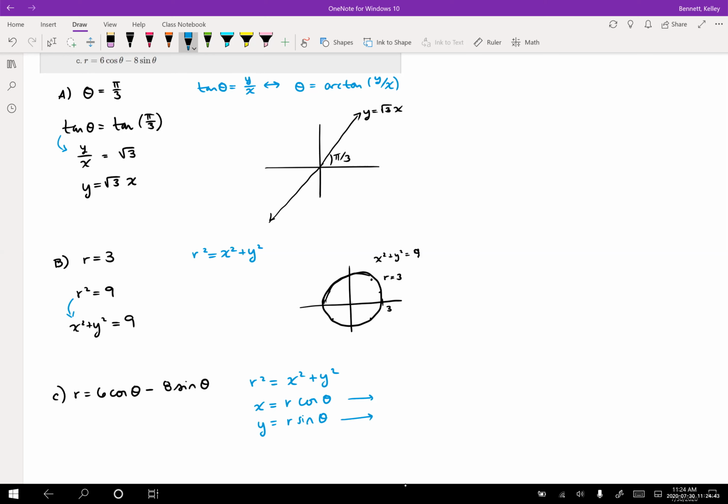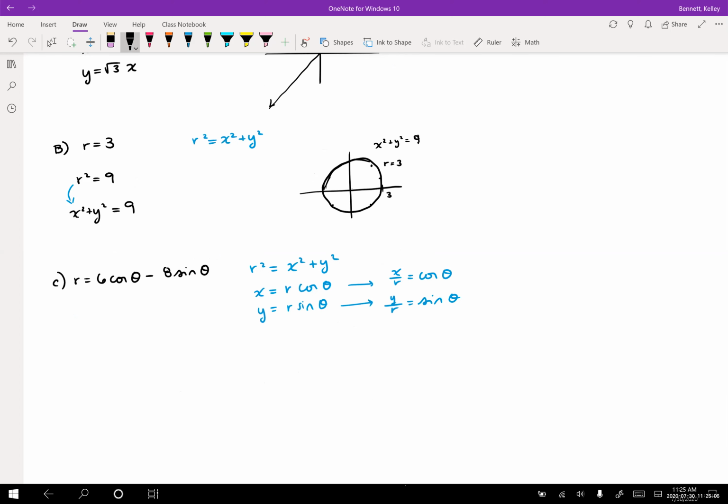This also gives me, because I don't have an r cosine theta in here, I just have cosine theta, I'm ignoring the 6 right now, I'm going to rewrite this as x over r equals cosine theta, and y over r equals sine theta. So I'm actually going to use those in my substitution. I'm not doing anything on the left, but I am doing some stuff on the right. So instead of cosine theta, I'm going to have x over r, and instead of sine theta, I'm going to have y over r. So that was my substitution I made here.